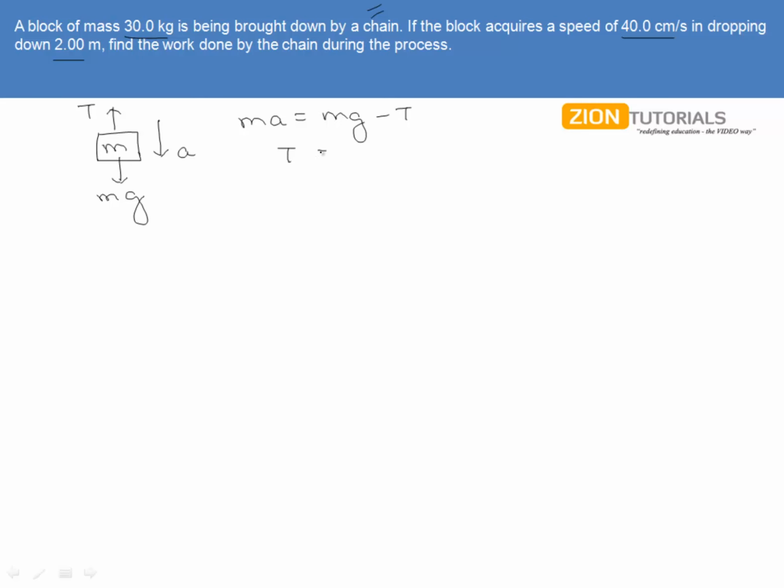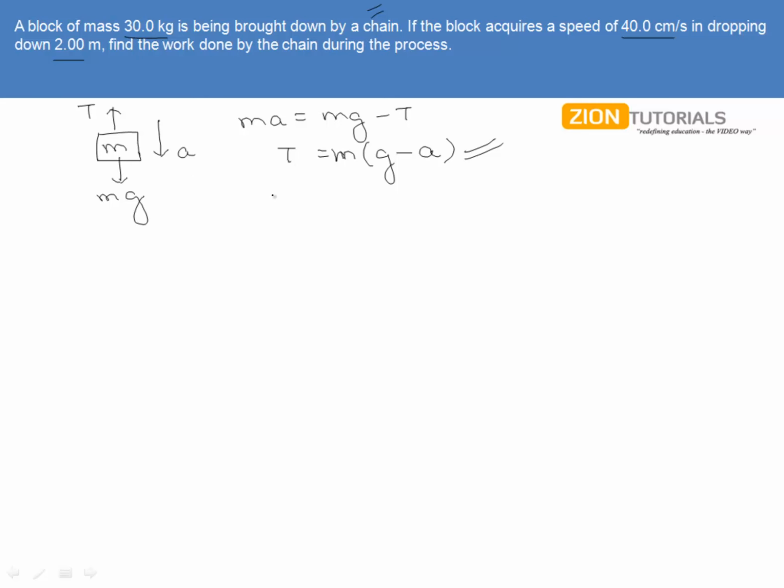Putting the values over here, we will be getting the tension equals the mass m into g. This is actually m, that is, g minus a, giving us the tension force as this.